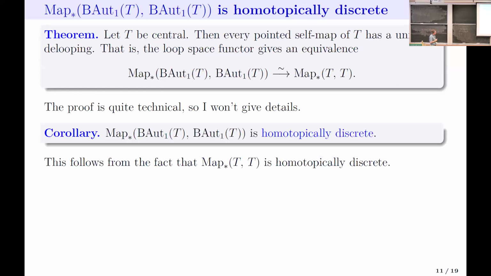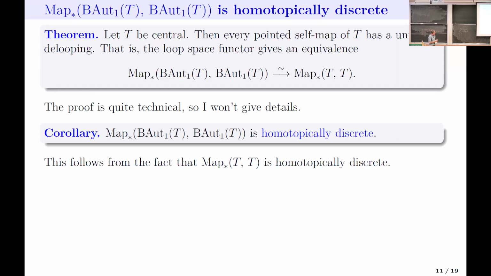Once you have that, then you get the discreteness you want because, again, by that proposition, we know that the pointed self-maps of T are homotopically discrete, and we have that equivalence. So there's a somewhat technical proof of the theorem, but once you have that, you get the discreteness that you need as part of trying to show that B01 of T is again central.